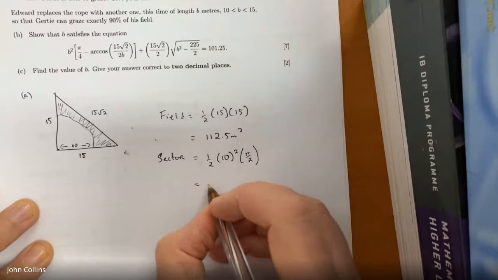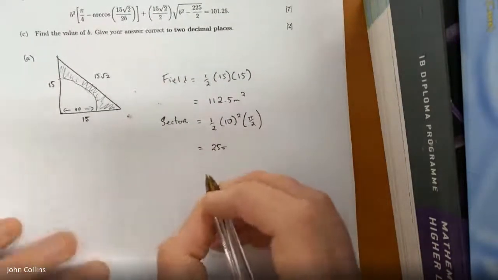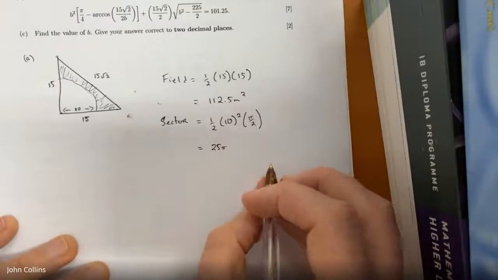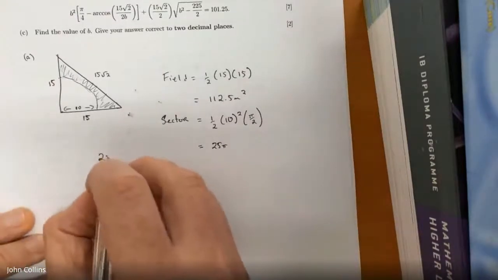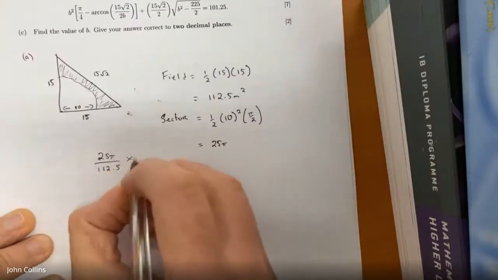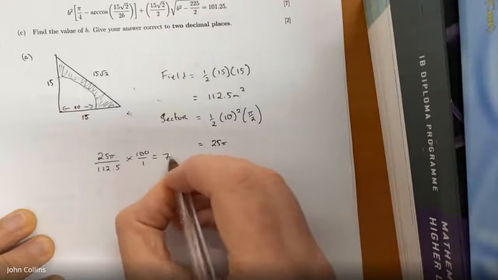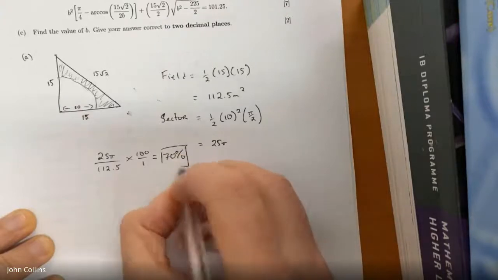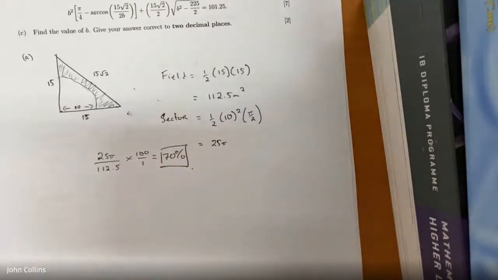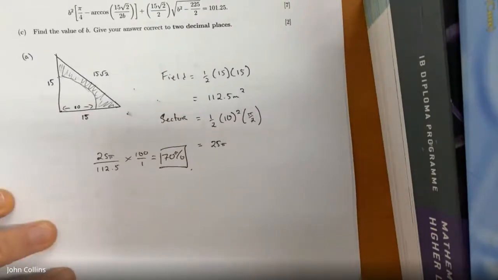Radians. So that's going to give 25 pi, or its equivalent in decimals. So to get the percentage then, of course, you know how to do this, but 25 pi divided by 112.5, and then multiply by 100 over 1 if you want, and you get, to the nearest percentage, 70%. So that first part should have been doable. The second part is the part I'm going to give you a hint on, and hopefully you guys can finish it.